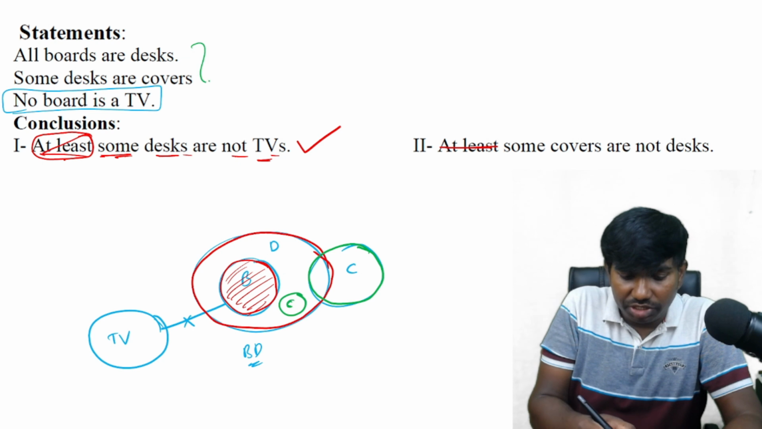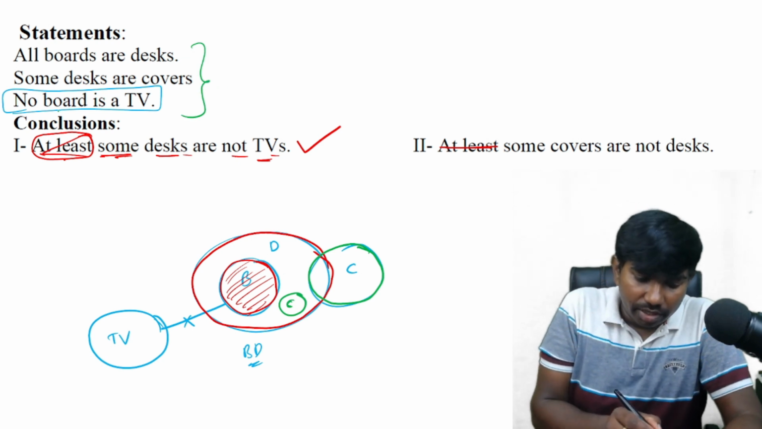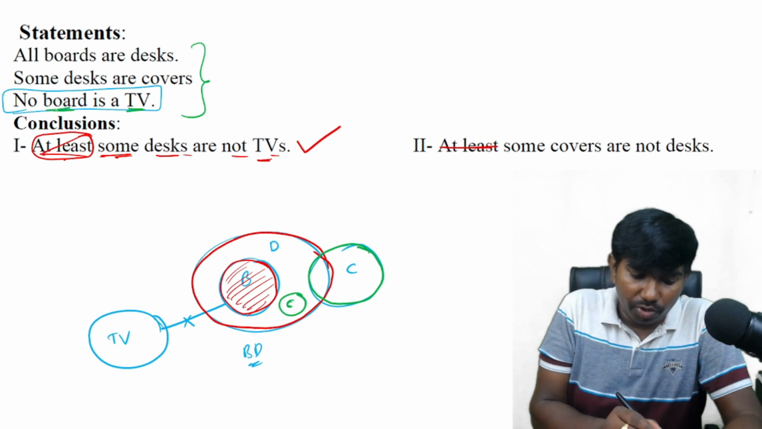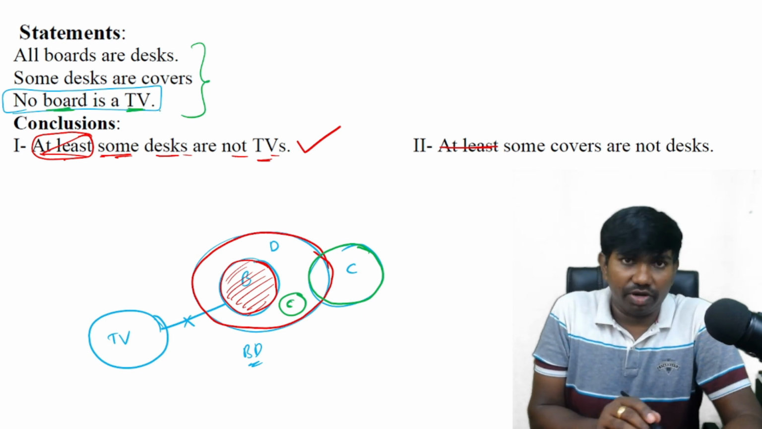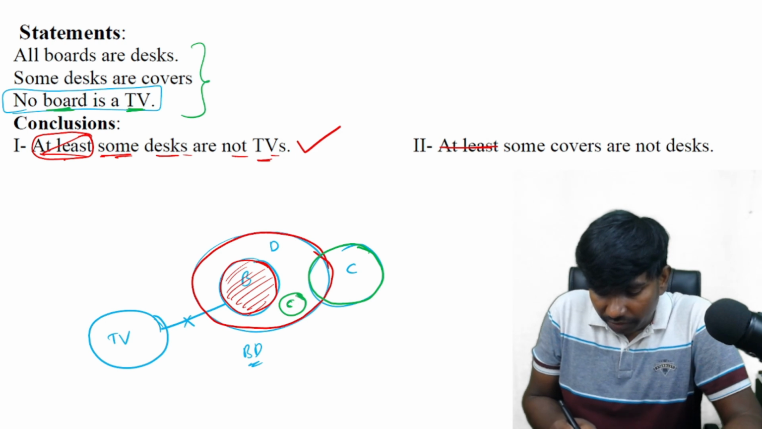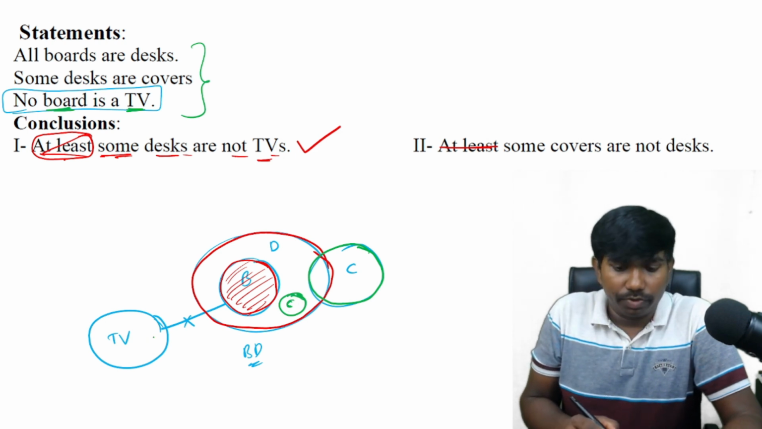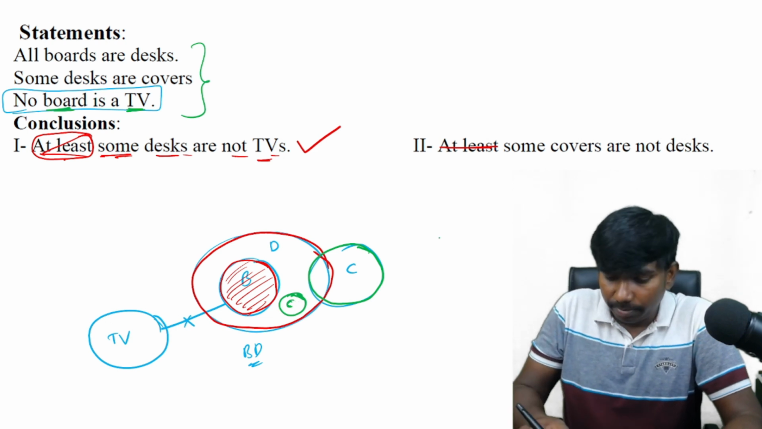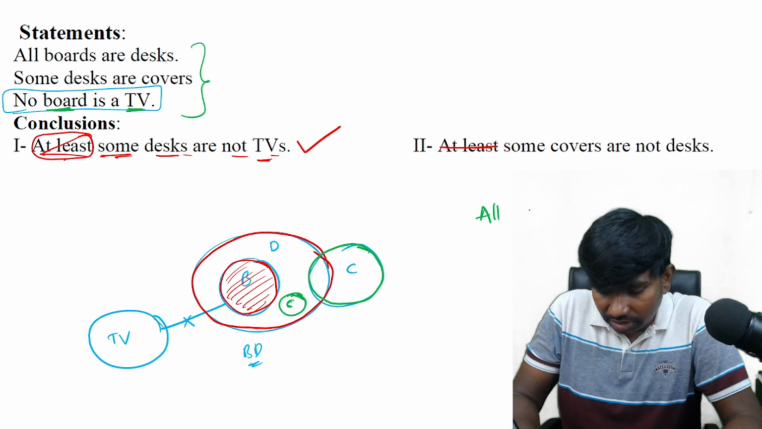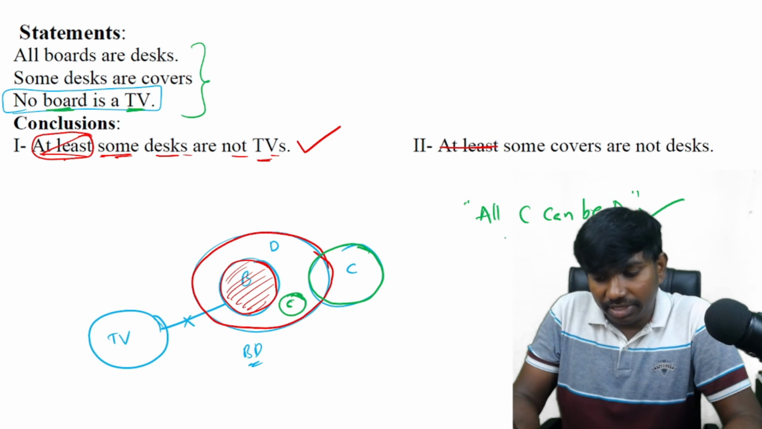Still there is no disturbance in the statements. Tell me when the statements will be disturbed. Only when B intersects with the TV. Board and TV, if they intersect, then only statements will be disturbed. Otherwise statements will not be disturbed. Here, if you draw C inside of D, there is no intersection between B and TV. So that means there is no disturbance in the statements. That means it is a possibility, right? So all C can be D, this possibility exists.